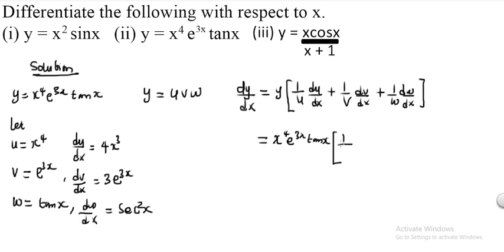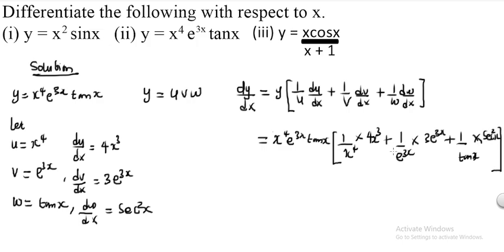1 over u is simply 1 over x to the power of 4, u is x to the power of 4, times du dx is 4x to the power of 3, plus 1 over v is simply 1 over exponential 3x times dv dx is simply 3 exponential 3x plus 1 over w. w is tan x, dw dx is sec square x. So this is times sec square x. And then close the bracket.